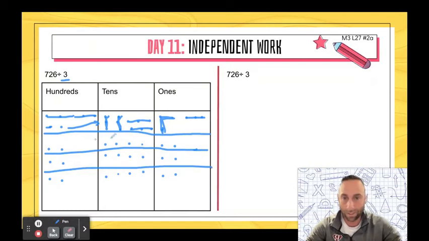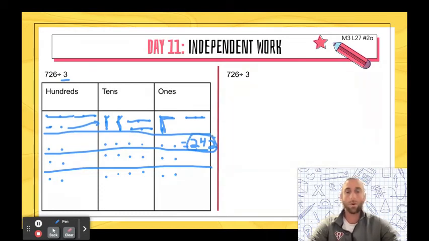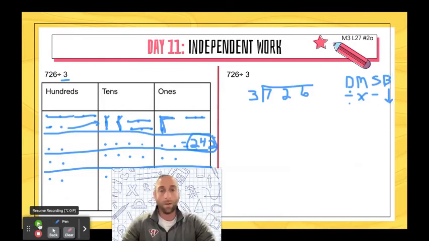So if I look here, each group to me has 2 hundreds, 4 tens, and 2 ones, making my quotient 242.